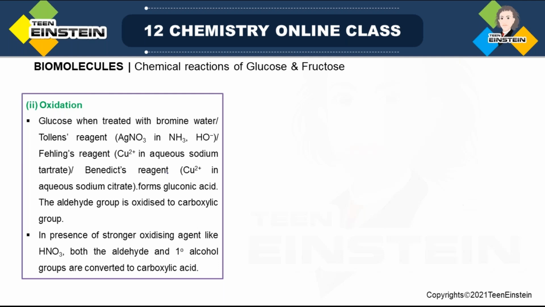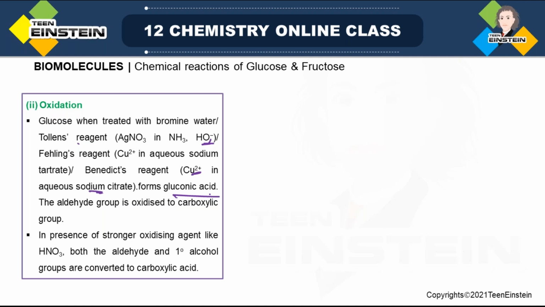Oxidation. Glucose when treated with bromine water, that is one type of oxidizing agent. Or you can use Tollens reagent, which is silver nitrate in ammoniacal solution, basic medium, or Fehling's reagent, which is basically Cu2+ in aqueous sodium tartrate solution, or Benedict's reagent, that is also Cu2+, but the medium is to some extent different. But in both cases it is Cu2+. So you can take bromine water, Tollens reagent, Fehling's reagent, Benedict's reagent. All these are basically oxidizing agents. Why have we taken all these reagents together? Because the product is the same. Whatever oxidizing agent you take, you will always end up with gluconic acid.